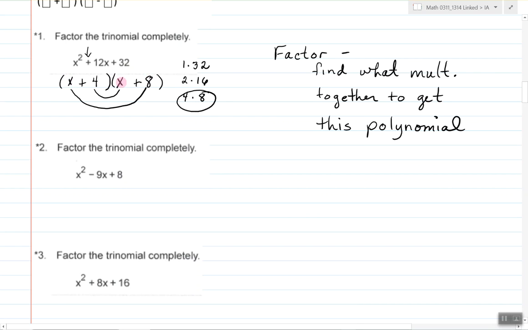X times x, that's the first, that gives me x squared. The outer product is 8x. The inner product is 4x. Those add together to be 12x. Product of the last, 4 times 8, gives me 32. I have the correct factors. So in my math lab, that is what you would type in.